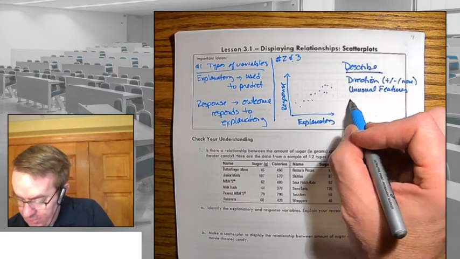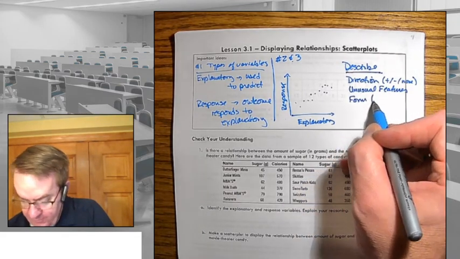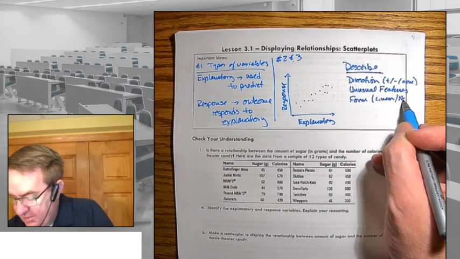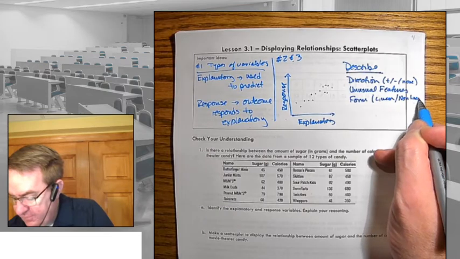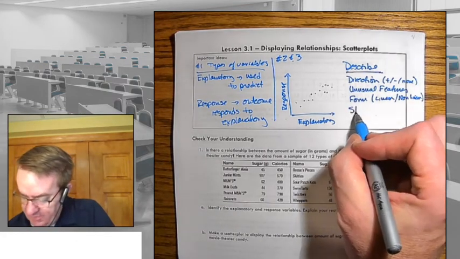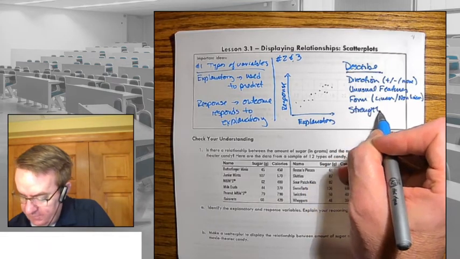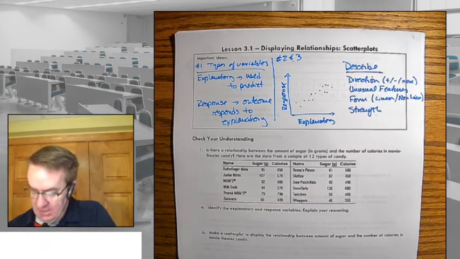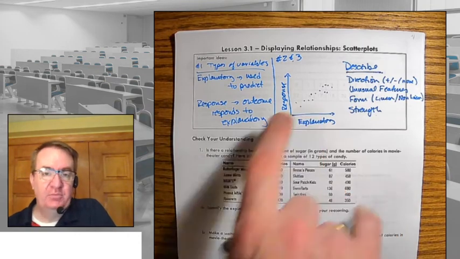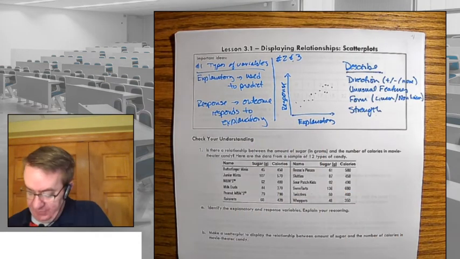Is there a form? At this point, all we're really going to care about is linear and nonlinear. And then last but not least, there is strength. Okay, how strong is it? Is it moderately strong, very strong, extremely linear, that type of thing?